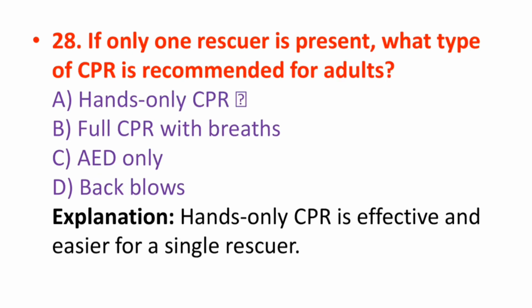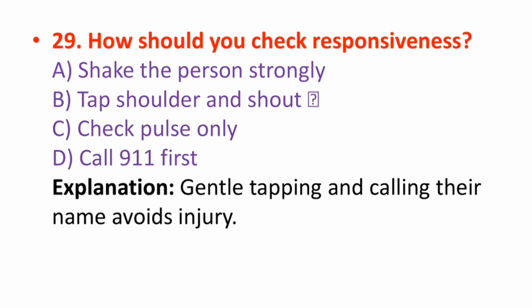If only one rescuer is present, what type of CPR is recommended for adults? Option A, hands-only CPR. Option B, full CPR with breaths. Option C, AED only. Option D, back blows. The correct answer is option A. Hands-only CPR is effective and easier for a single rescuer.